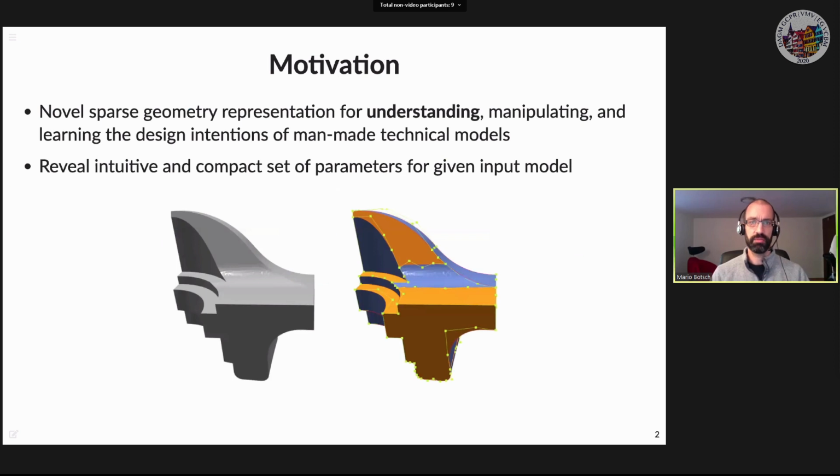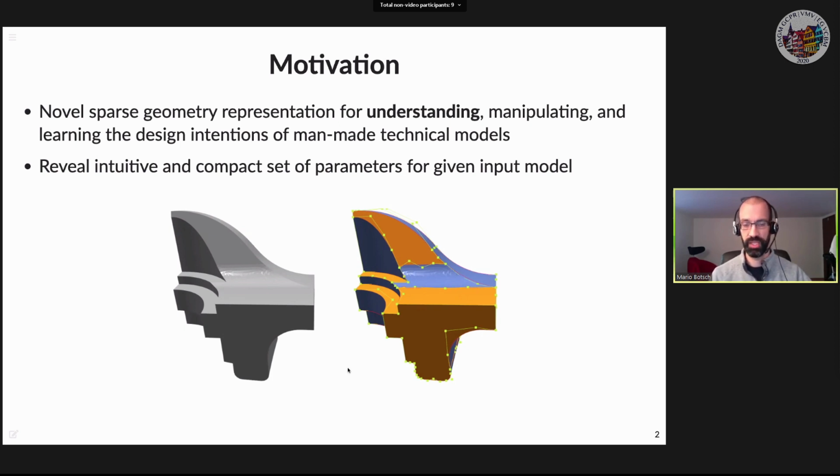So let me first motivate what we wanted to do in this project. We wanted to come up with this novel sparse geometry representation for three things: for understanding the design intention of man-made technical models, but also for manipulating and learning them. Now, what I present here is basically the first part in an unfinished PhD. So it stays with understanding.